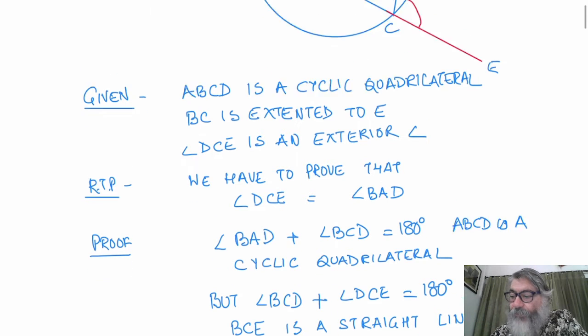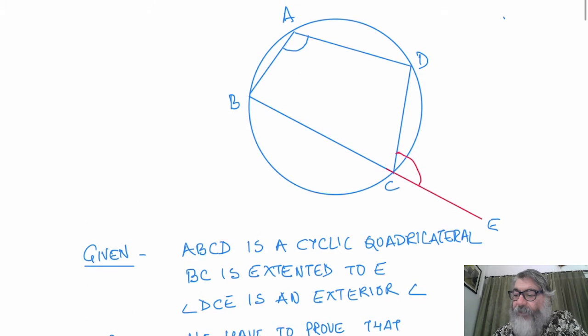In the figure, if I go back to the figure, angle BAD plus angle BCD will be 180 degrees. Why will it be so? Because the opposite angles of a cyclic quadrilateral are supplementary. So suppose this angle is X and this angle is Y. Then X plus Y will be how much? 180 degrees, because these are the opposite angles of a cyclic quadrilateral.